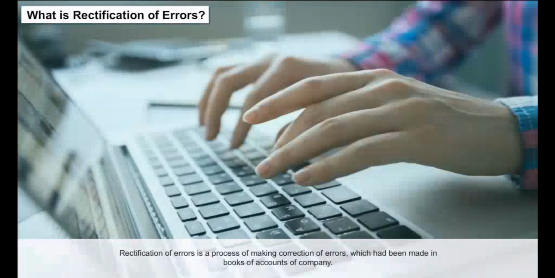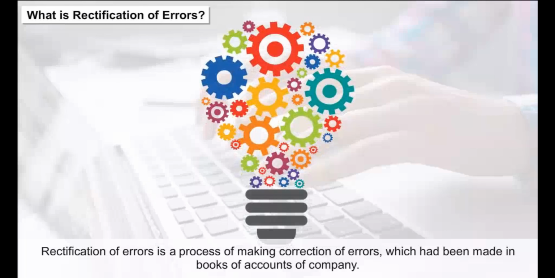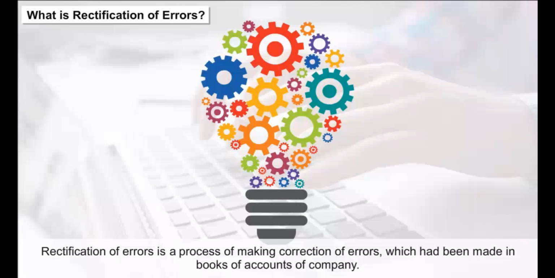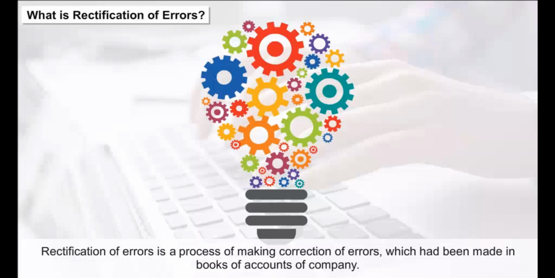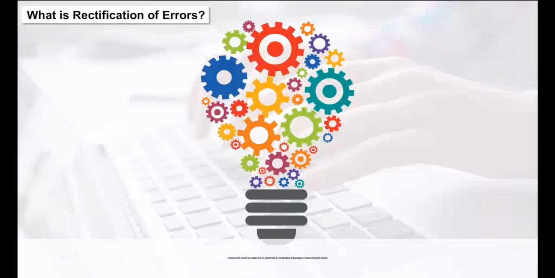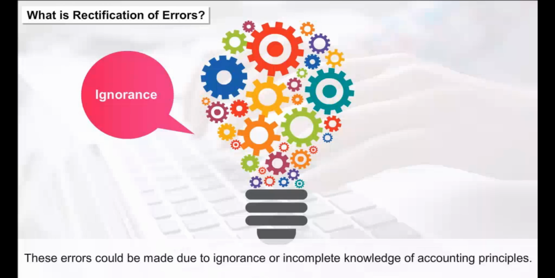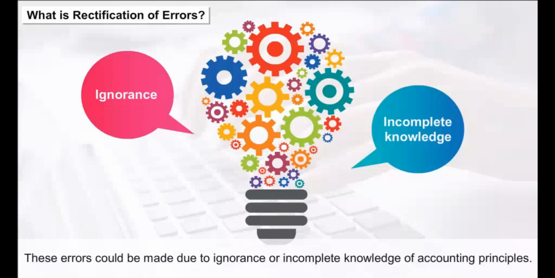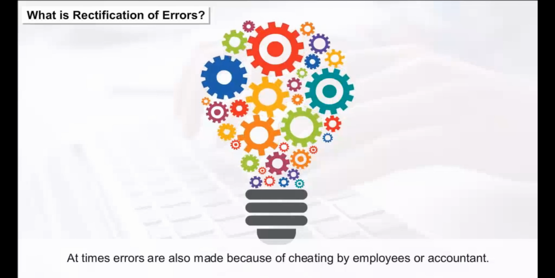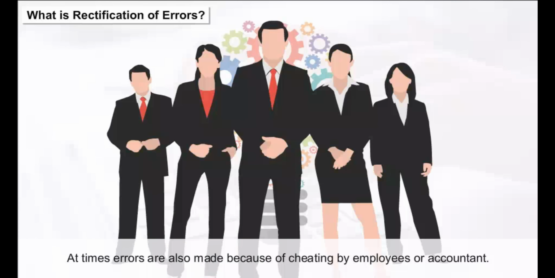Rectification of errors. Rectification of errors is a process of making correction of errors which had been made in the books of accounts of a company. These errors could be made due to ignorance or incomplete knowledge of accounting principles. At times, errors are also made because of cheating by employees or accountant.